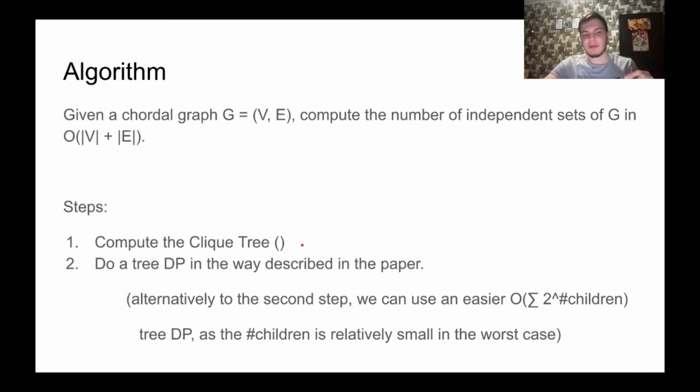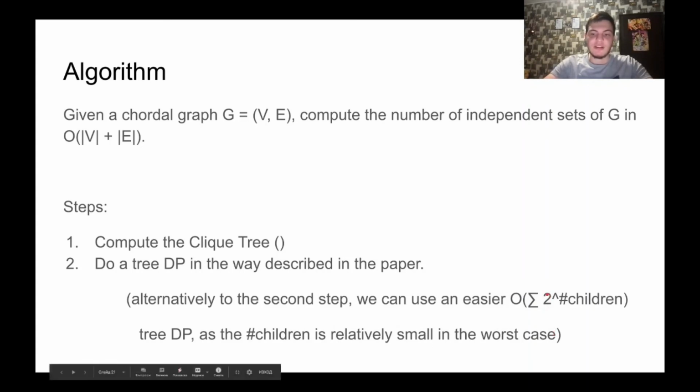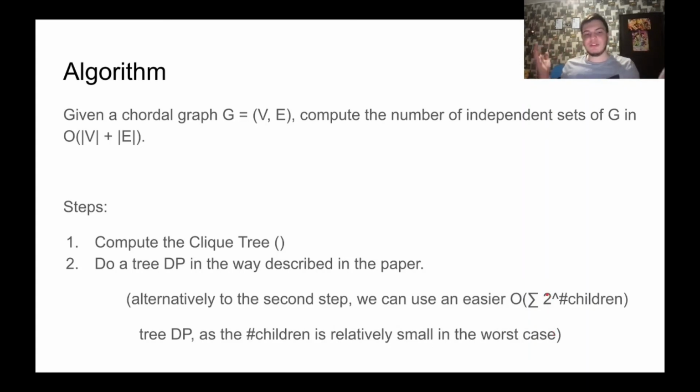And the simplest way to do it is after that to basically just have a 2 to the power of children DP. Compressing this in the most stupid way is again V plus E. Well, that's not the most stupid way, the stupidest way is V squared. So this is again fine.